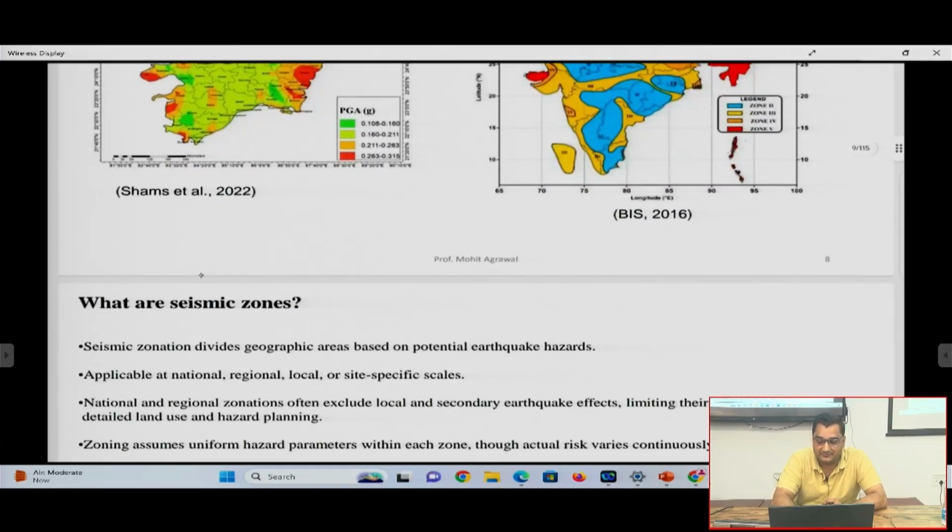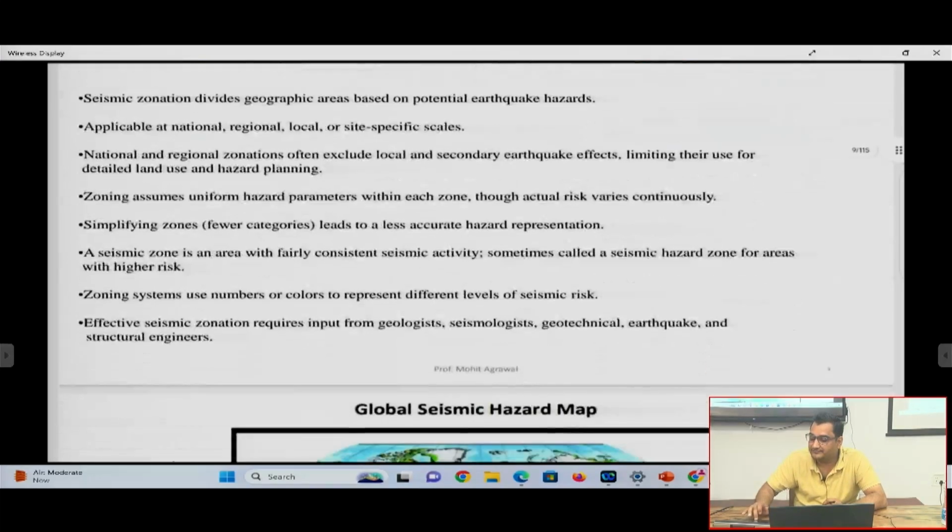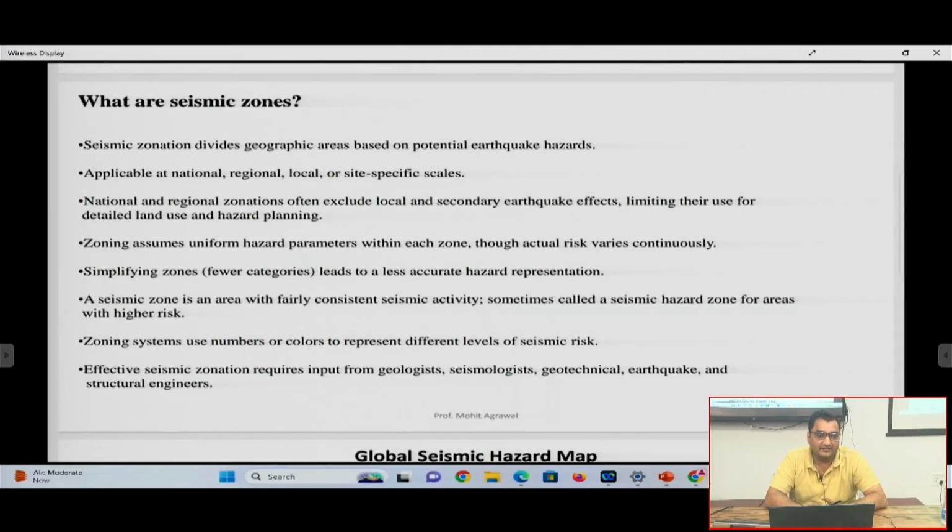Now the question comes, what are seismic zones? Seismic zones are basically where you are trying to delineate the region into several smaller parts having the potential of earthquakes or earthquake hazard. Seismic zoning can be done at the national level, at the regional level, or at the site-specific level.